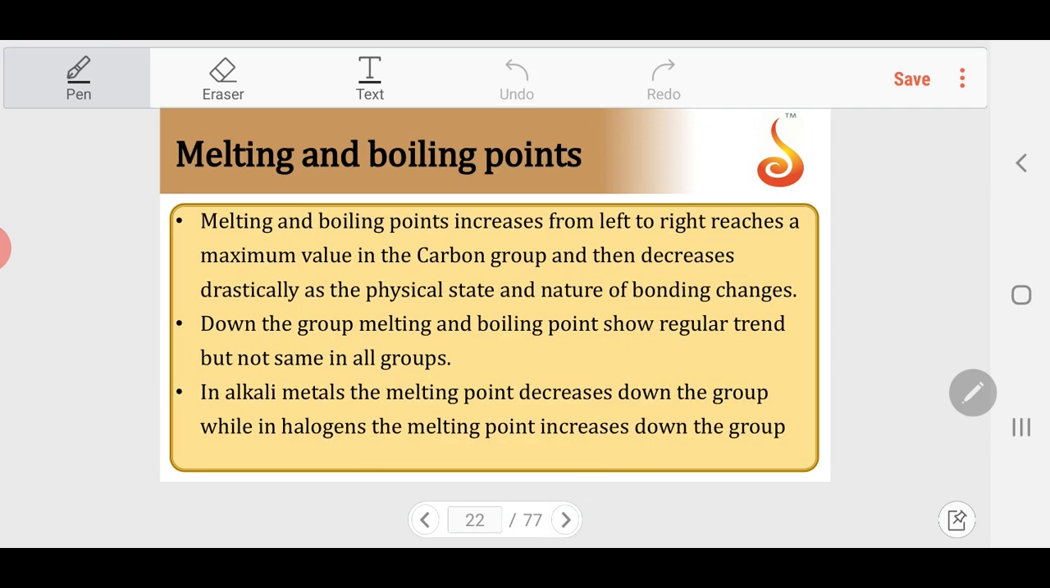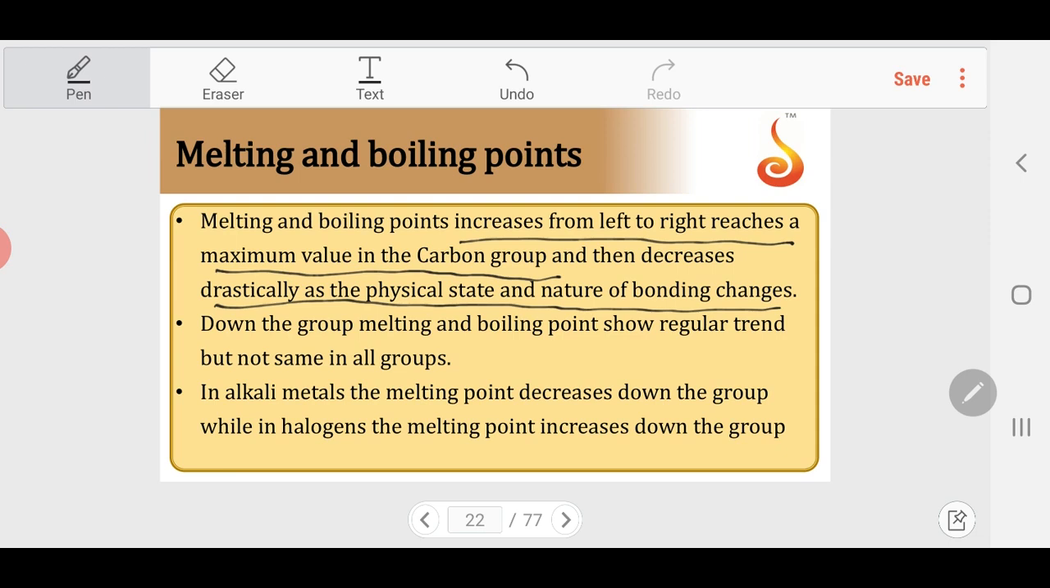Melting and boiling points. Melting and boiling points increase from left to right, reach a maximum in the carbon group, and then drastically decrease because the physical state of the element and the nature of bonding will change. Towards the beginning we have metals, and towards the right side we have non-metals and gases. So melting point and boiling point will gradually increase, reach a maximum in the carbon group and then decrease.